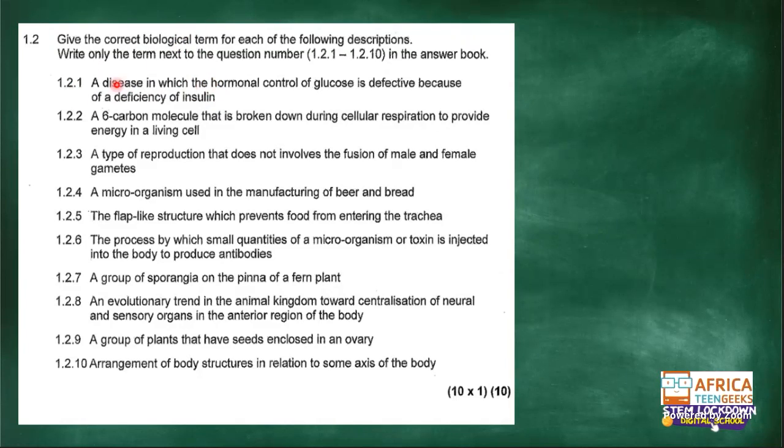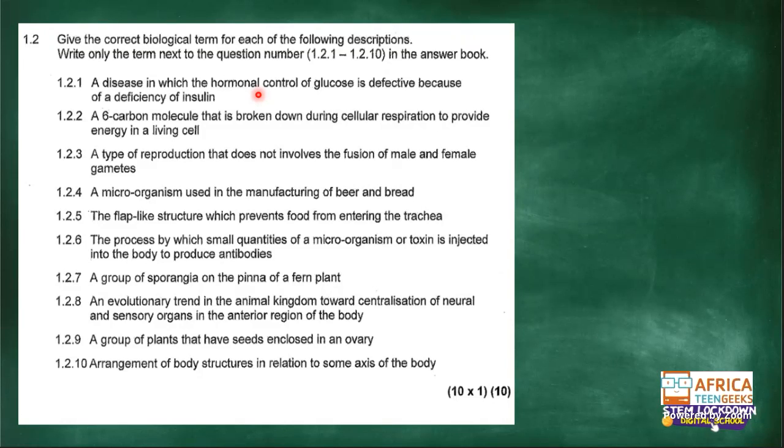For 1.2.1, this is a disease in which the hormonal control of glucose is defective because of a deficiency of insulin. So this here affects the endocrine system. Remember that the endocrine system is mainly regulated by the pancreas. So I'm trying to give you hints here. It's regulated by the pancreas.